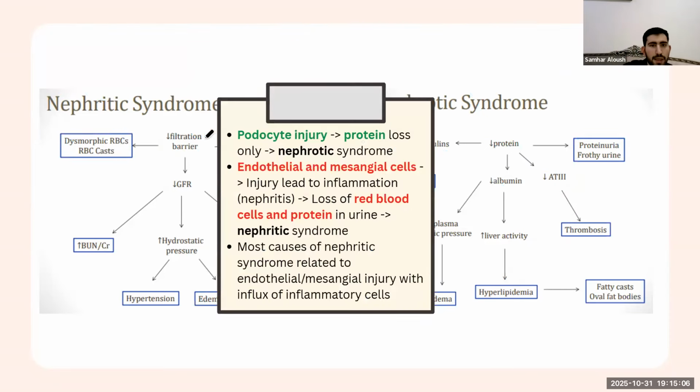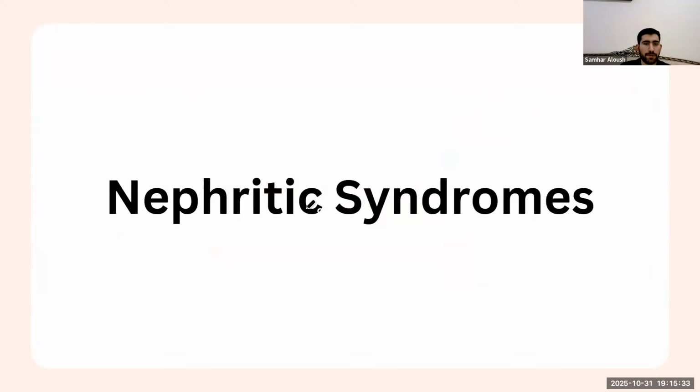The important thing here is if we damage the podocytes or the basement membrane, we will have protein loss, which is nephrotic. If we damage the endothelium and mesangial layer, we will have red blood cells, which is nephritic. So I just want you to differentiate. Nephrotic is damage to podocytes or basement membrane, we will have protein. Nephritic is inflammation or damage of the endothelium and mesangial layer, which will have blood in it. Okay? So now let's start with nephritic syndromes.